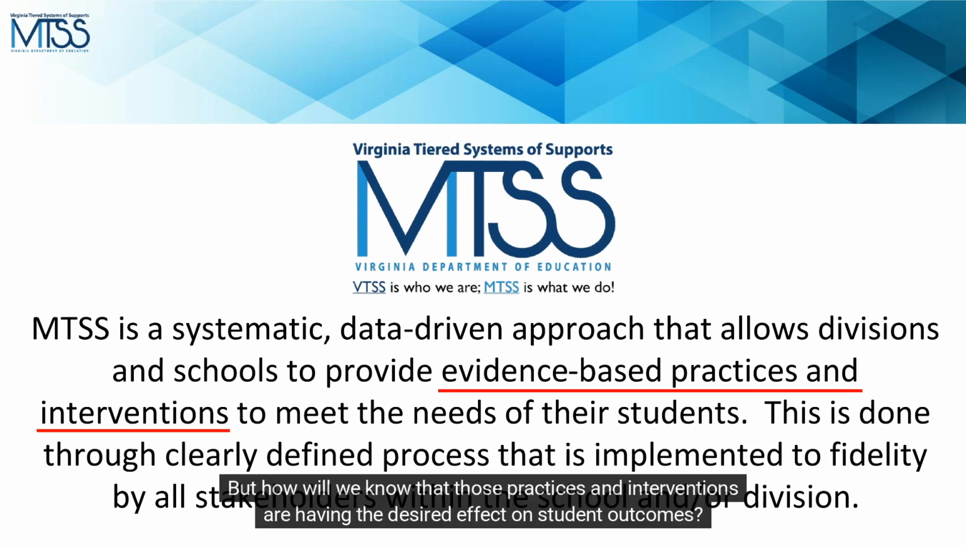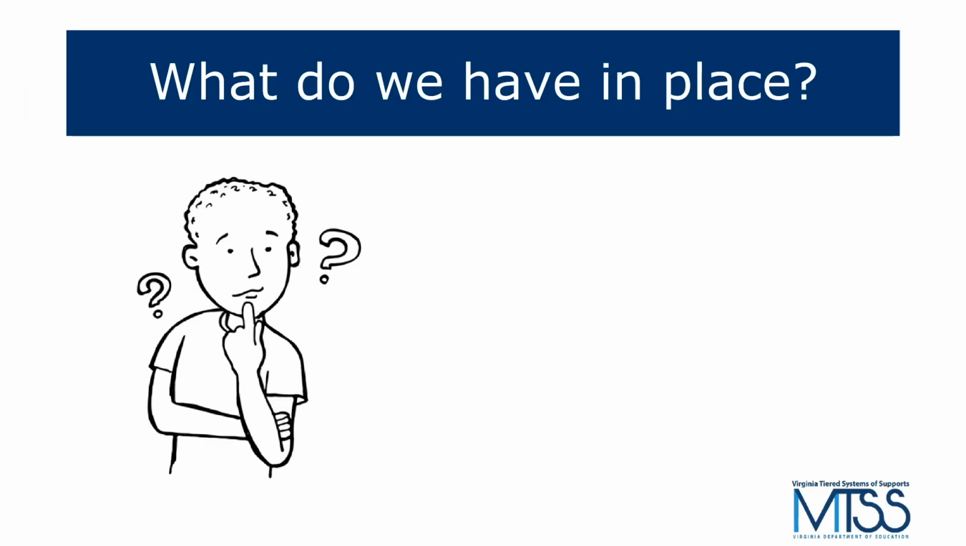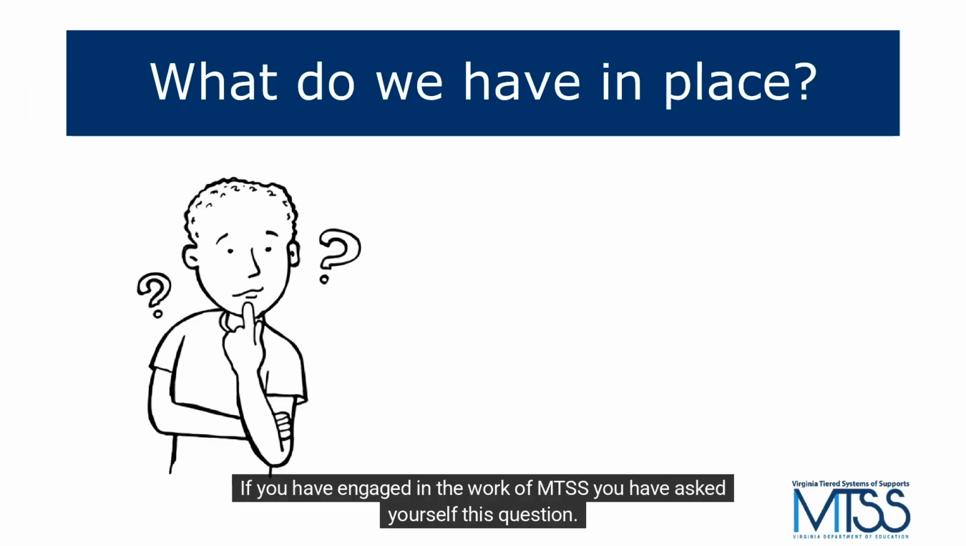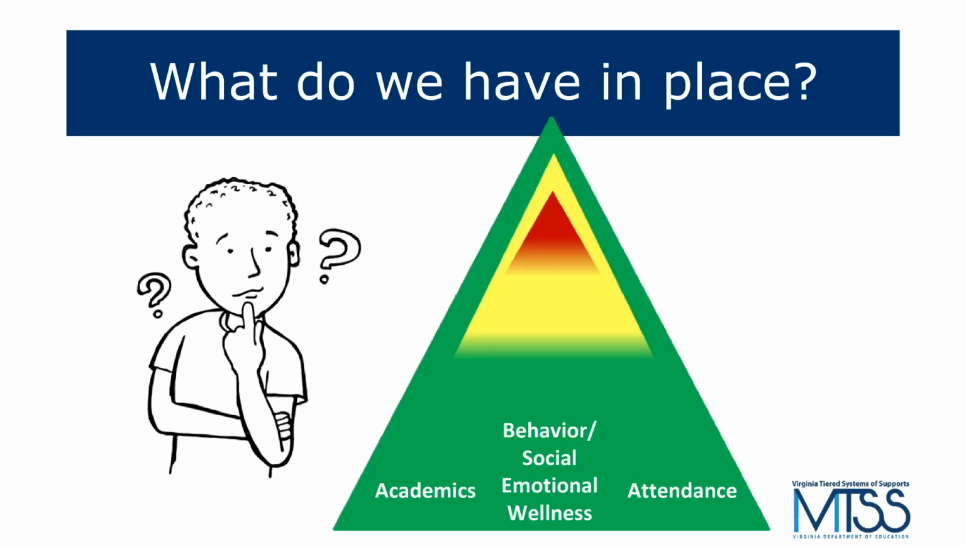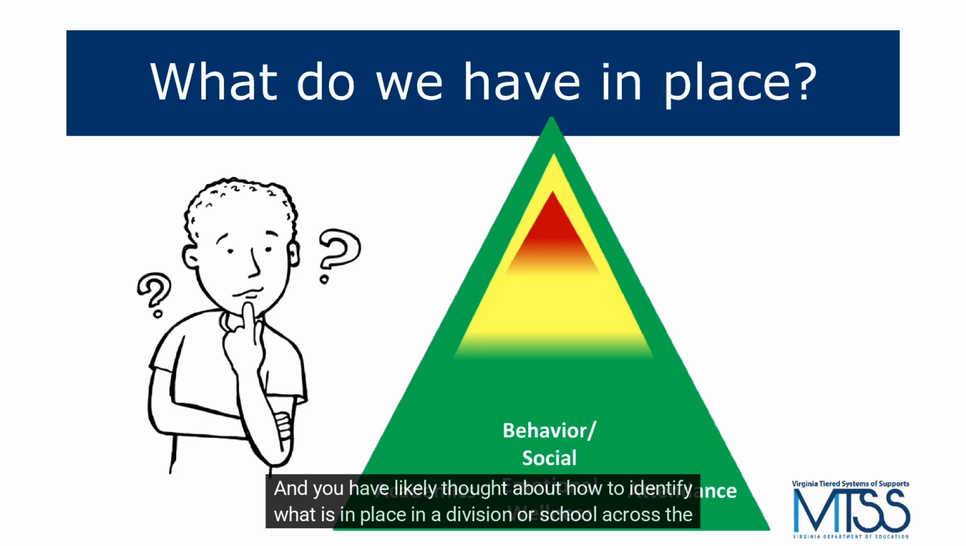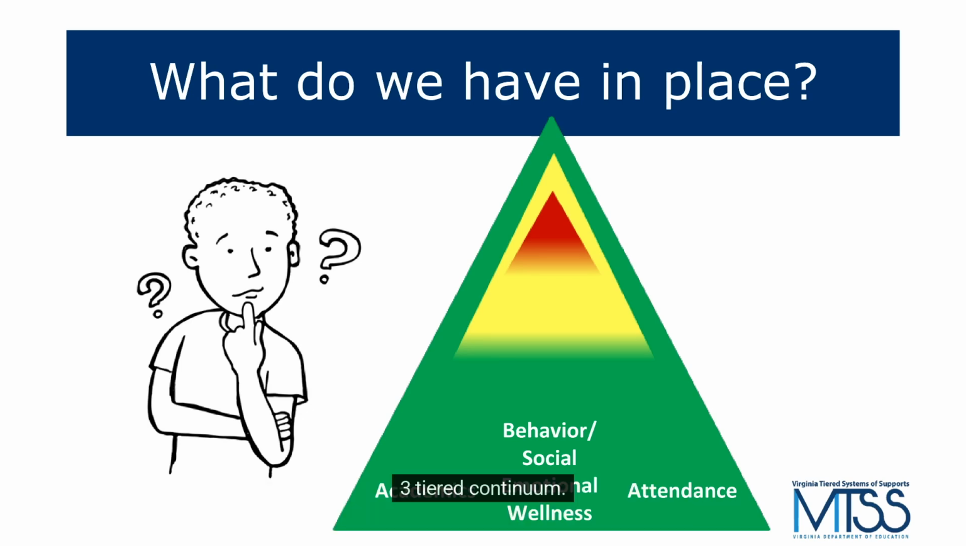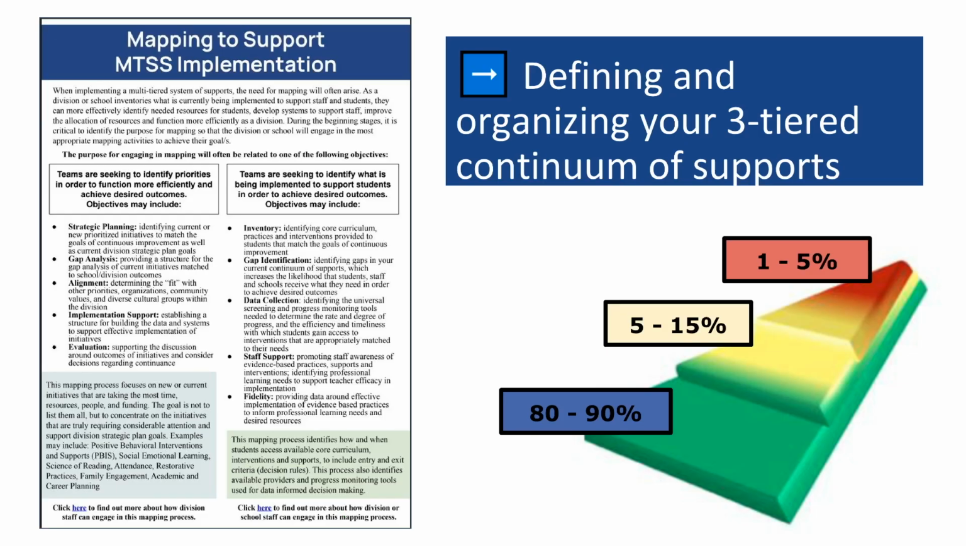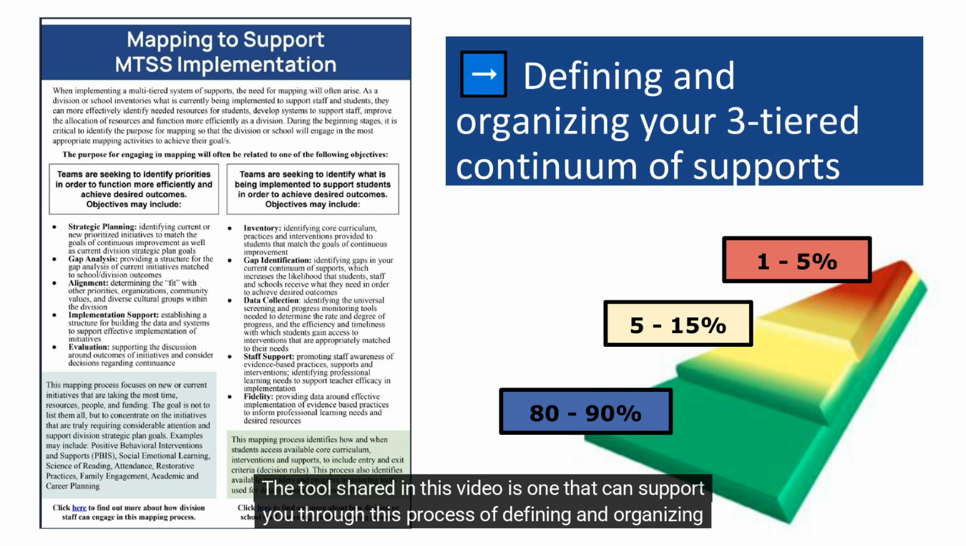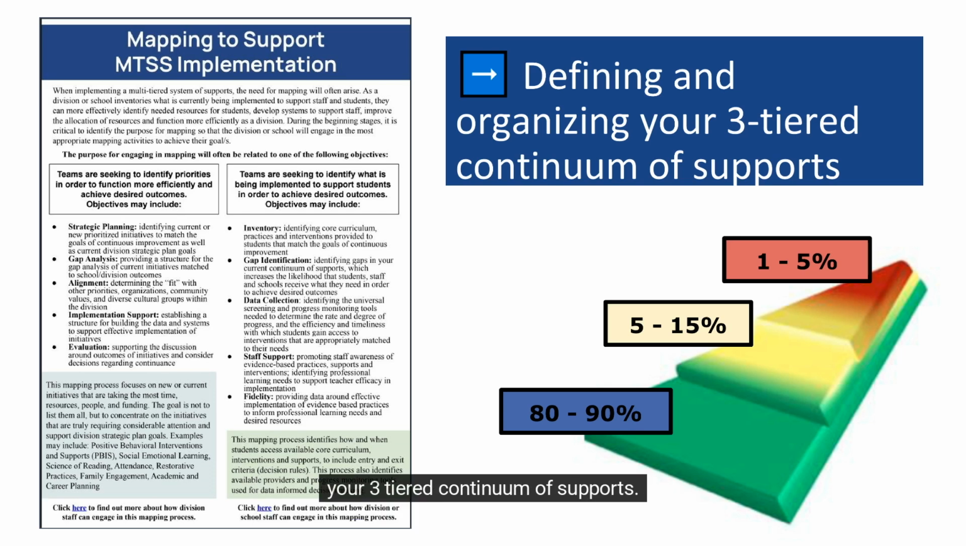But how will we know that those practices and interventions are having the desired effect on student outcomes? If you have engaged in the work of MTSS, you have asked yourself this question. And you have likely thought about how to identify what is in place in a division or school across the three-tiered continuum. The tool shared in this video is one that can support you through this process of defining and organizing your three-tiered continuum of supports.